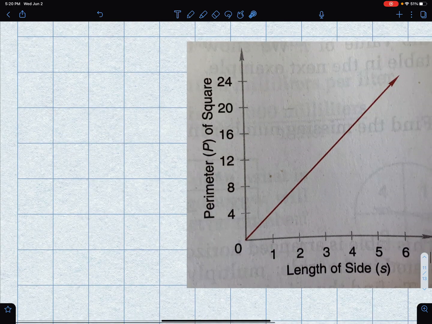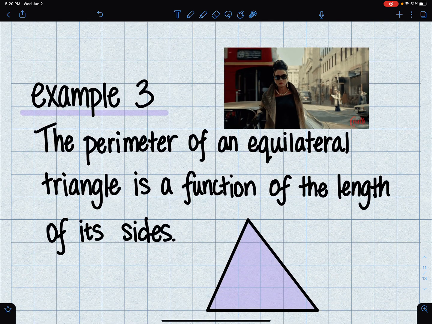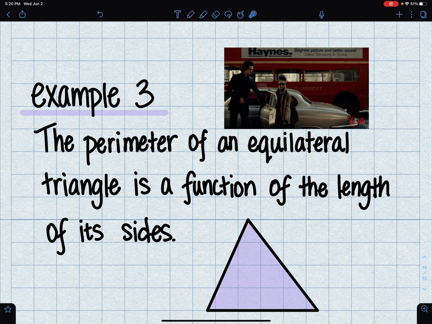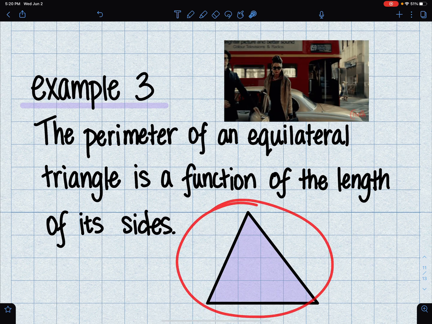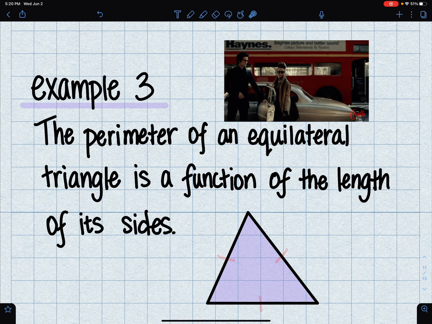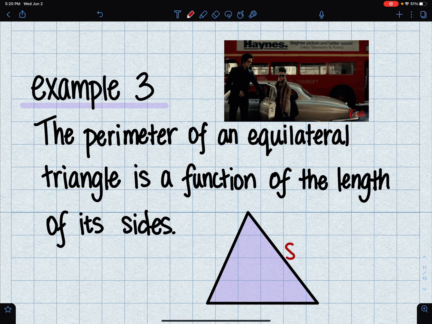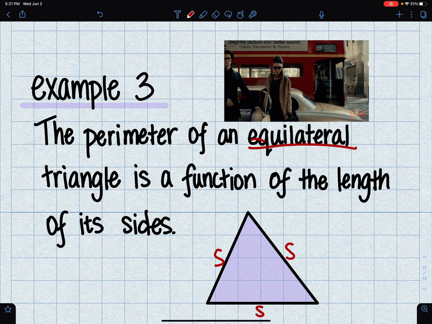All right, let's do one more example. Example 3: the perimeter of an equilateral triangle. Now remember, an equilateral triangle looks kind of like this, where all the lengths of the sides are equal. So if this is S, then this is also S, and this is also S.